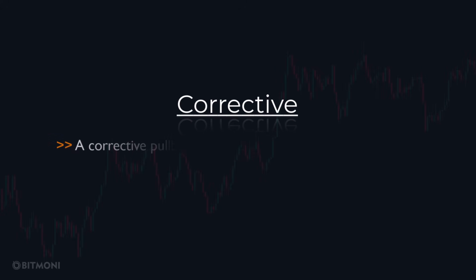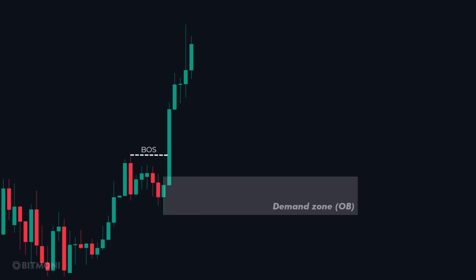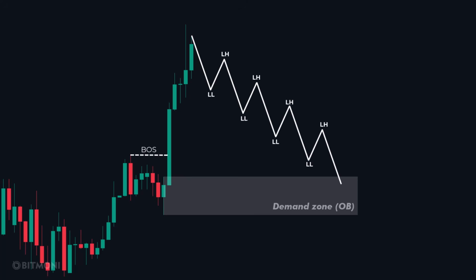A corrective pullback is characterized by a slower, more measured retracement. In the example provided, we observe a valid pullback where the lowest point of a candle was broken, leading to a confirmed break of structure and also a valid order block. Now, during a corrective pullback, price typically pulls back through a series of smaller candles, creating internal structures as it approaches the point of interest. During this phase, market momentum and volatility tend to slow down. Unlike aggressive pullbacks, corrective ones allow for more strategic trade entries.